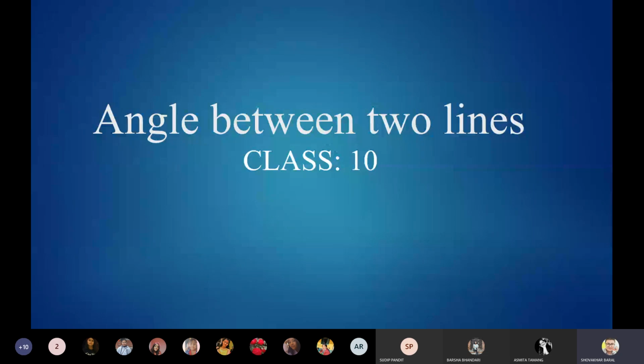Now I'll start the topic, that is angle between the two lines. Before that, let me explain a few things for you. As only 20 to 25 students are here, let me explain a few things that you need to know before entering into the topic coordinate geometry. I have sent the link in the chat group also, so that your friends can join directly here.